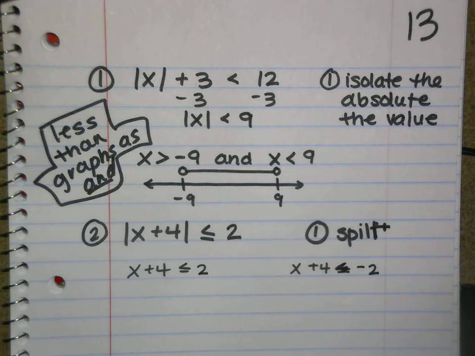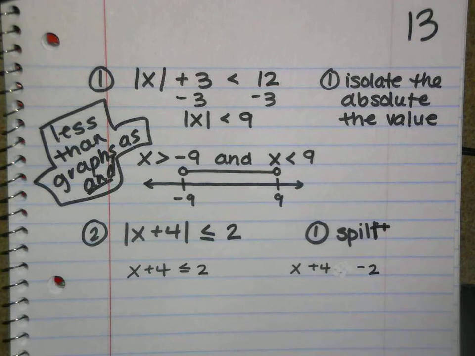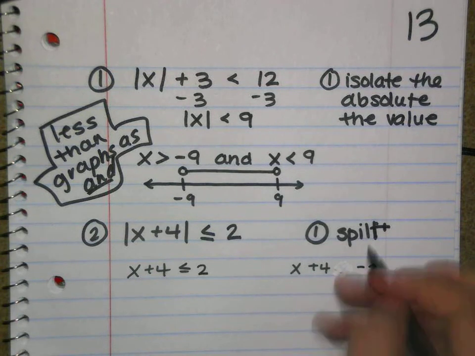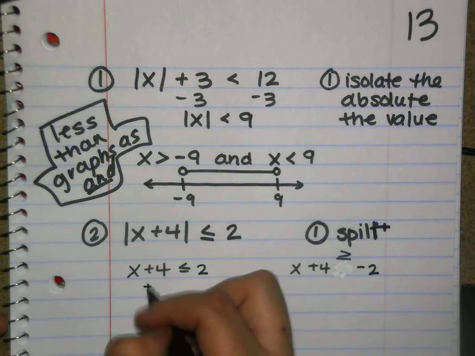Okay, you gotta follow the pattern. So it's greater than the negative number. So we're gonna say greater than or equal to the negative number here. Okay, so we're gonna add 4 to both sides. x is less than or equal to 6 over here.